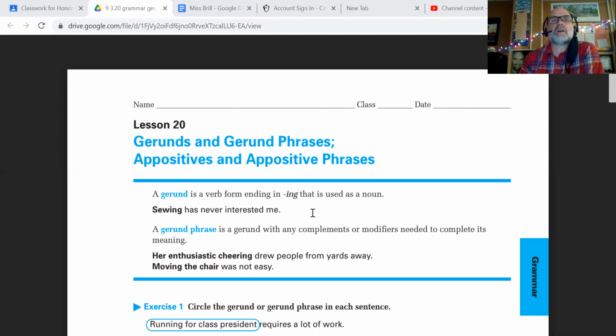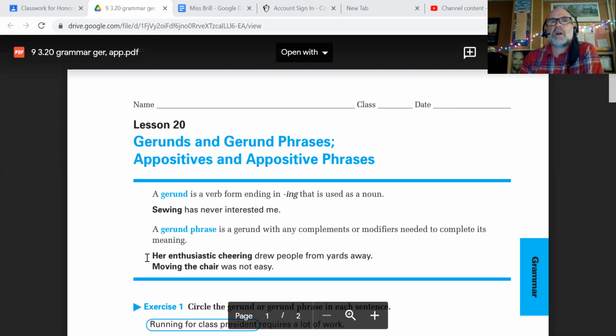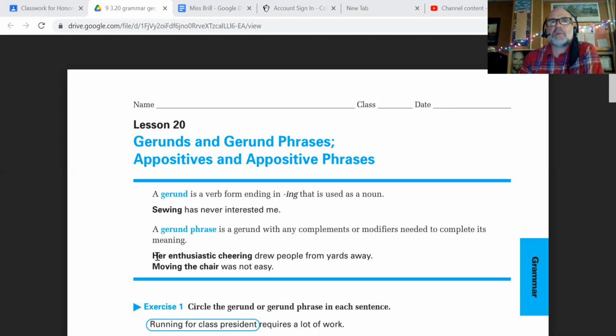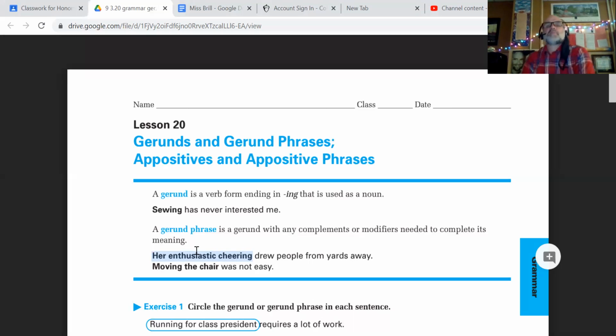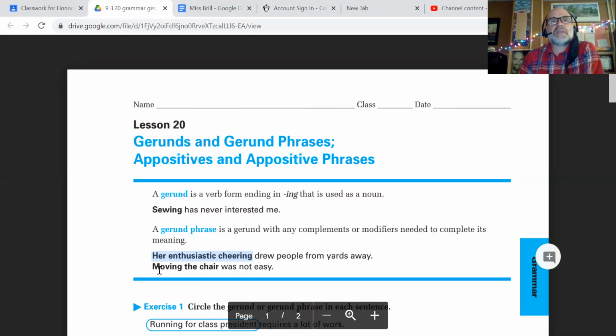Now, you use gerunds all the time without thinking about it, right? I would say cycling is my favorite sport. That's a verb too, sewing is a verb, but here they're obviously being used as the subject of that sentence, therefore it's being used as a noun. A gerund phrase is a gerund with any complements or modifiers attached to it to complete its meaning. So her enthusiastic cheering drew people from yards away. It's essentially the word cheering that is the gerund, but these things are attached to it. So that's a gerund phrase. That also becomes the subject of the sentence. That's why it's a gerund. Moving the chair was not easy. Same kind of thing there.